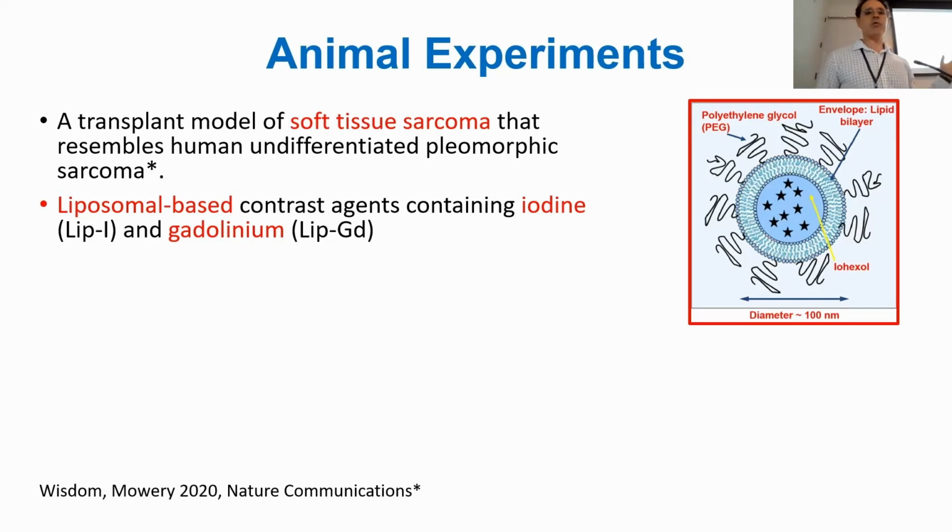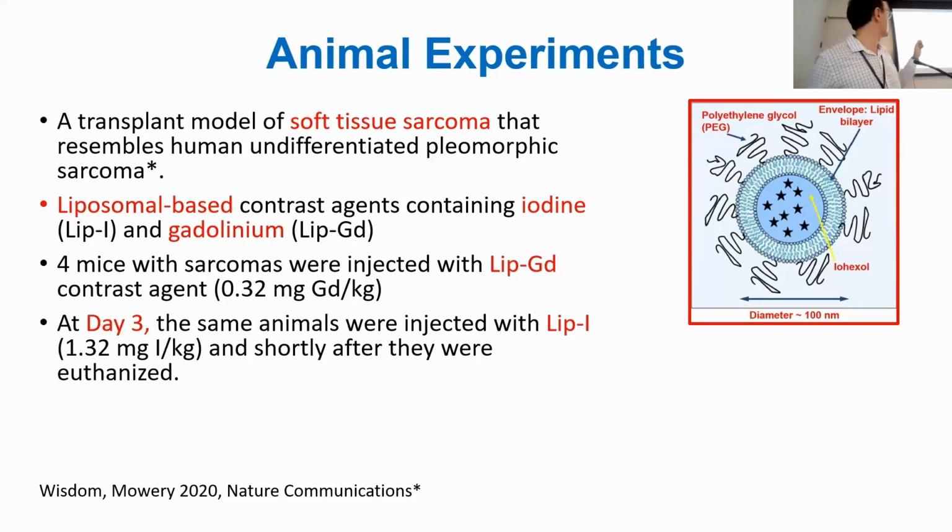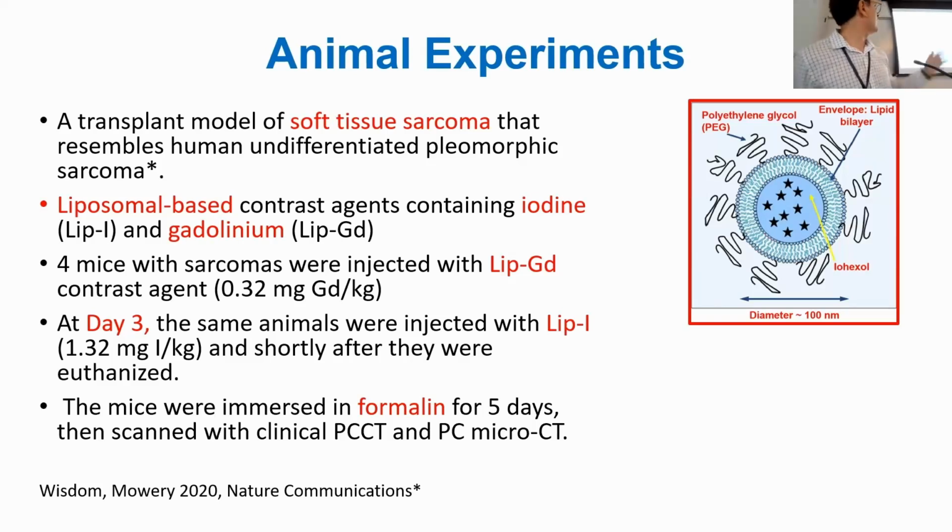So we have two types, one of iodine and one of gadolinium, and then we inject them in these tumors. First, we inject the gadolinium, and then 3 days later, we inject the iodine liposomes. And then we kill the mice because we want to take them to the hospital, and it's hard to take live mice to the hospital. So we image them ex vivo on the clinical scanner.